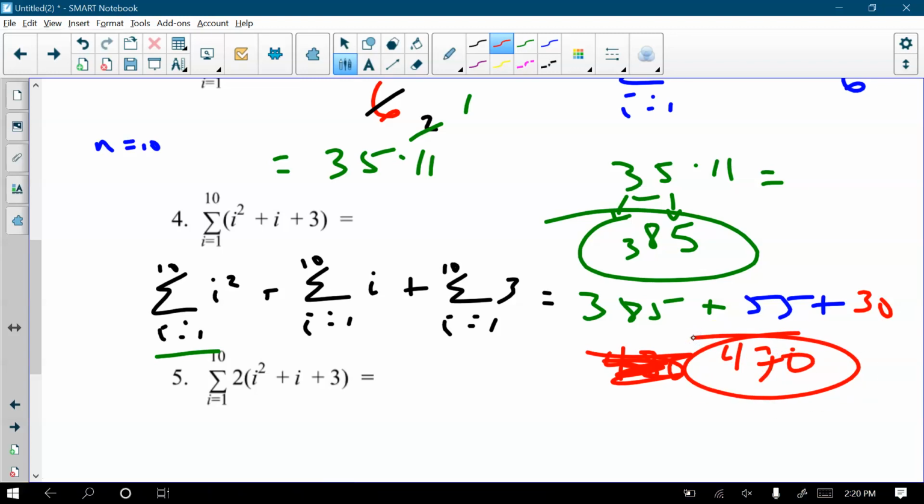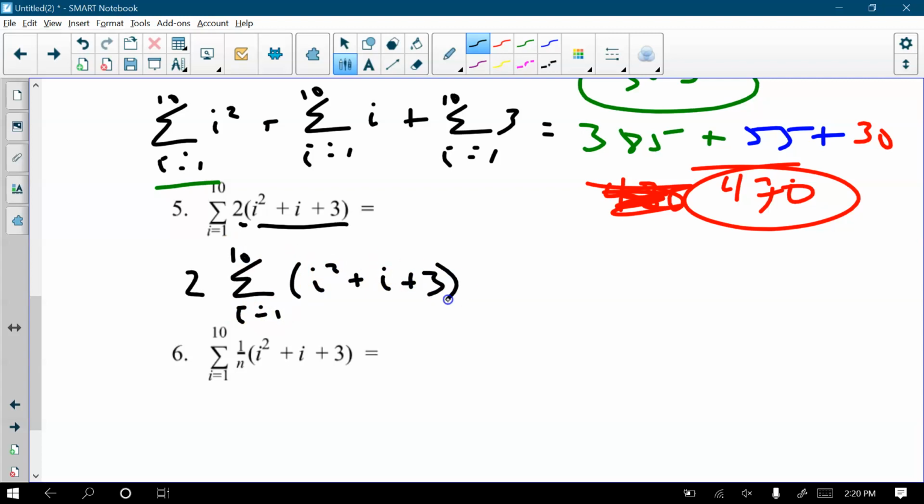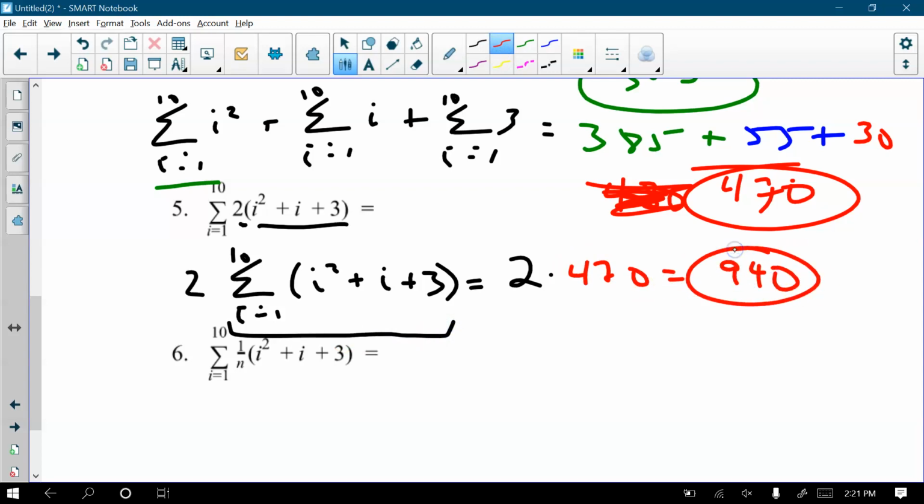Oh, look at this, number 5. I love number 5. The reason I love it is because there's a 2 multiplying the summation. There's a 2 on the outside of this whole part that's being multiplied. So we could just take this 2 out of the summation and keep everything else inside. Because we are multiplying that sum, we can take the 2 out and multiply it times this part, and that part was equal to 470. So now we just need twice 470, which I believe is 940.